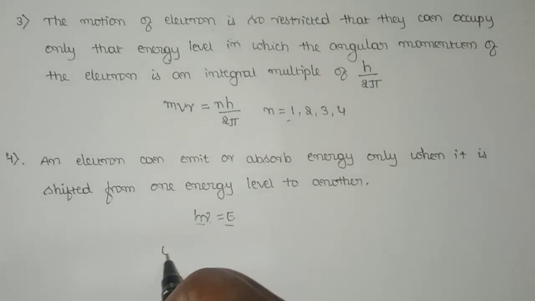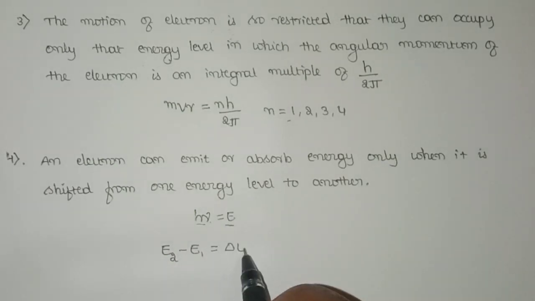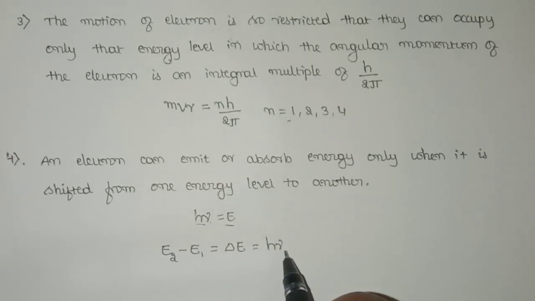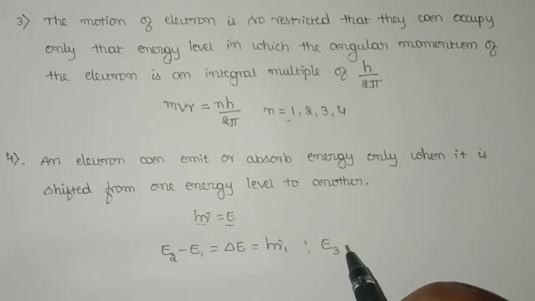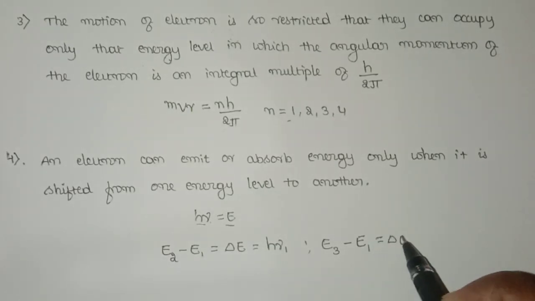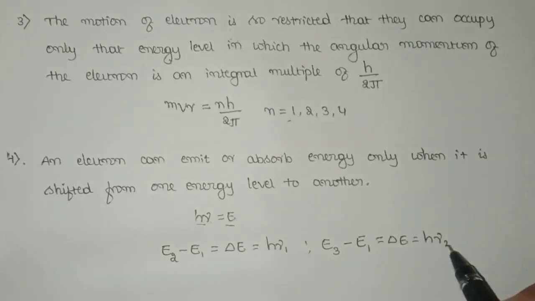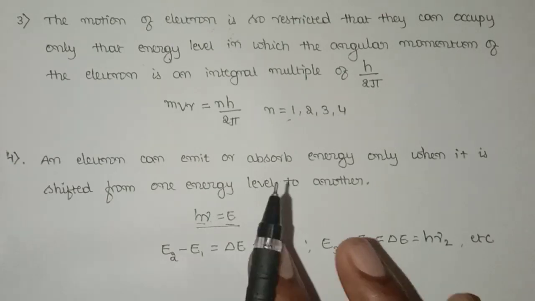Say if the electron makes a transition from the second level to the first level, the difference in energy, E2 minus E1, which we take as delta E, will be equal to h nu 1. Suppose the electron makes a transition from the third level to the first level, the difference in energy will be E3 minus E1, which is delta E, and that will be taken as h nu 2. Like this, the energy differences will be calculated, always governed by Planck's quantum equation, E equals h nu, and these are in accordance with Bohr's theory of the atom.